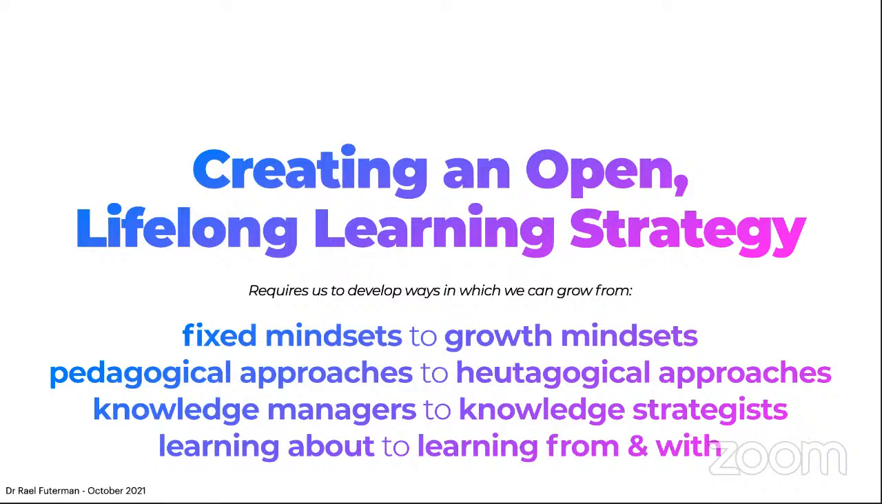So I'm touching on three areas of growth this evening. The first is growing from a fixed mindset to a growth mindset. The second is moving from pedagogical approaches to learning to heutagogical approaches. Shifting our roles from knowledge managers to knowledge strategists. And then shifting how we learn as well, from learning about to learning from and with. And I'm going to dig into each of these a little bit more, so don't worry about figuring out what these are right now.